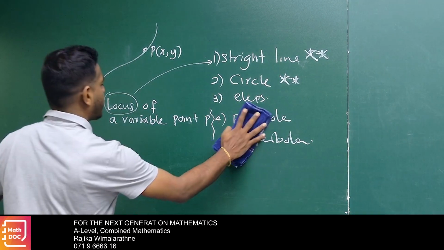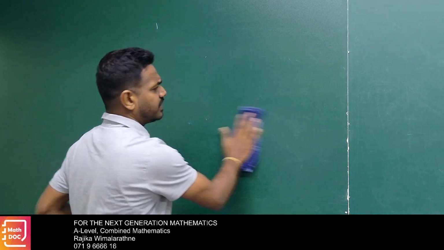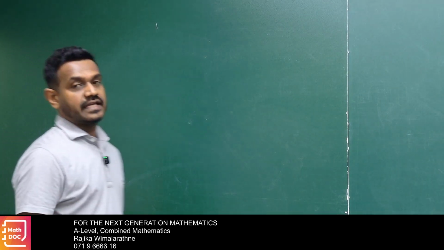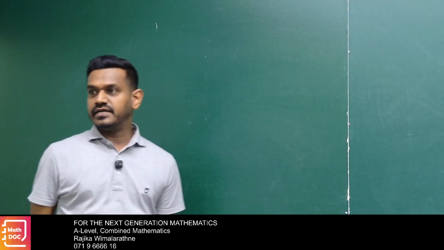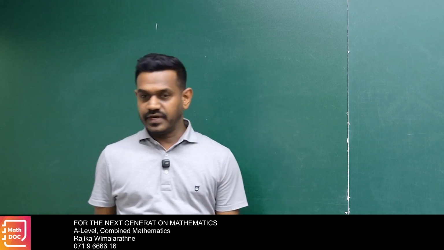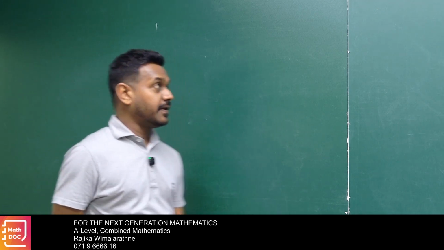Okay. Now see, locus of a variable point. See this technique. So I told you here, we have to think about the variable point first. You take that variable point as (x bar, y bar). Take that variable point (x bar, y bar) first. Okay.